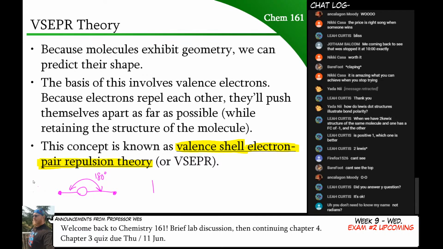If I had 3 entities around the central atom here, let me just do that. The same thing occurs. It's just that we've spaced them out a little less distantly. And the angle that would form there is 120. And then we just keep doing this as we add more and more entities to the central atom. Although 4 is the point where something becomes unique.